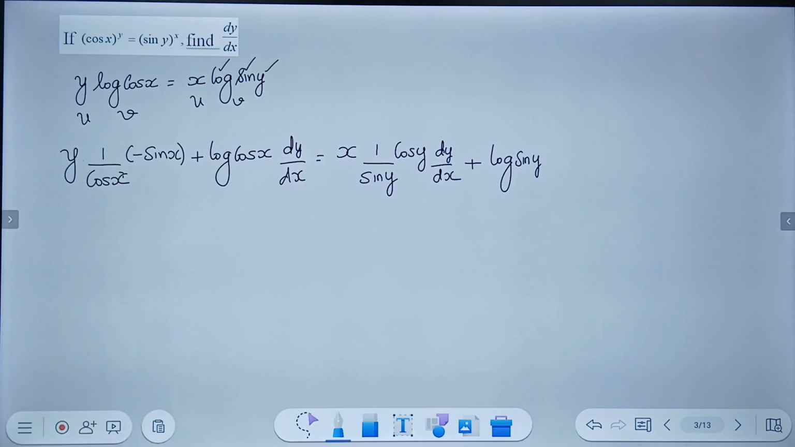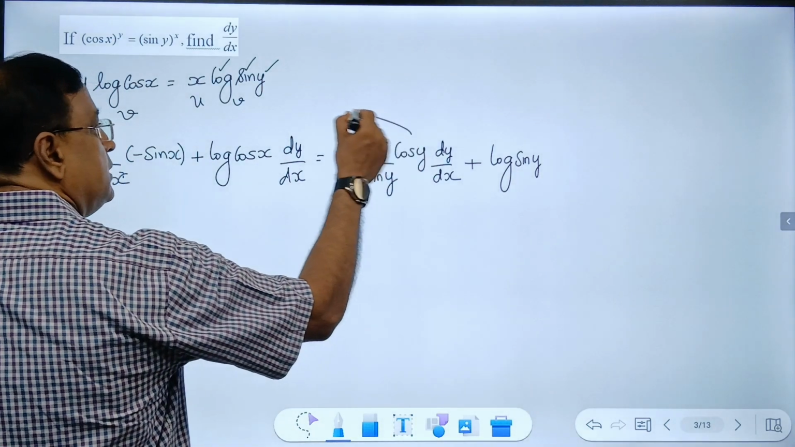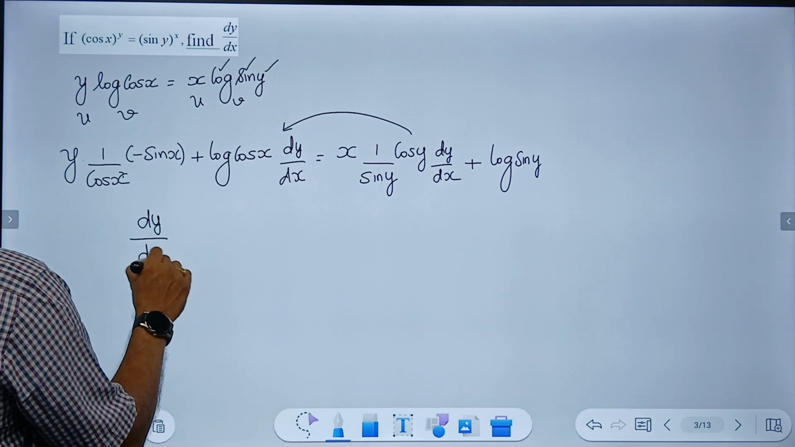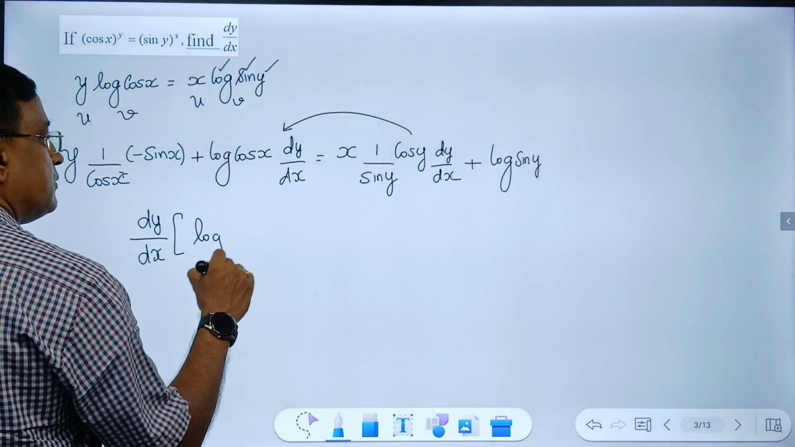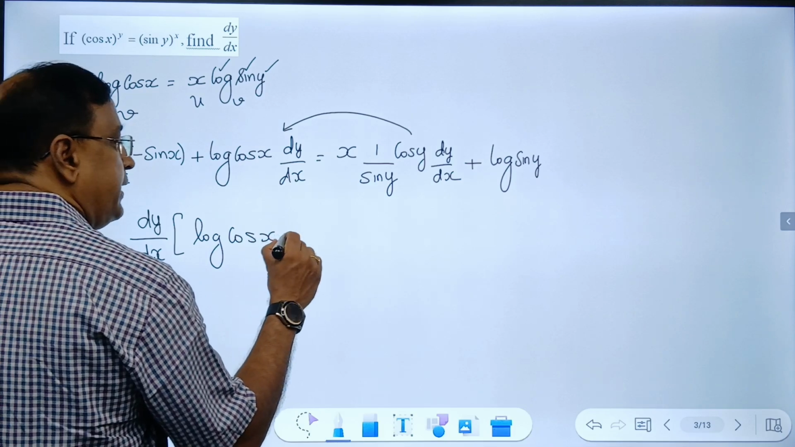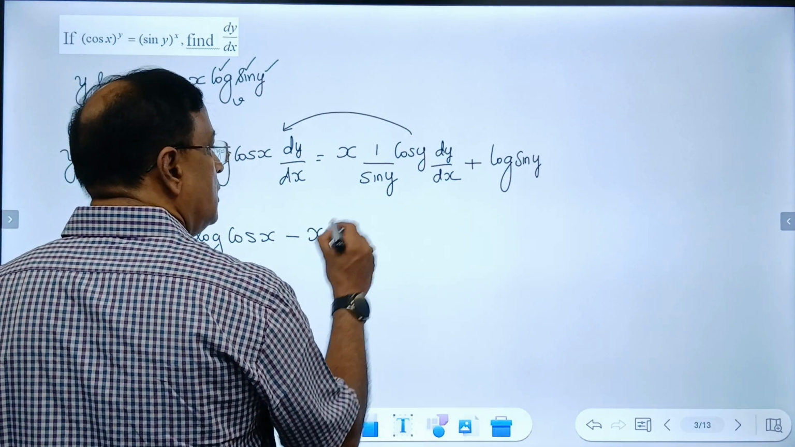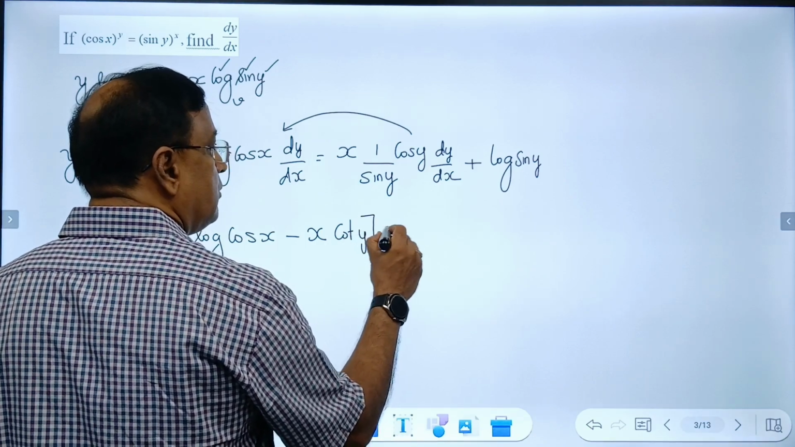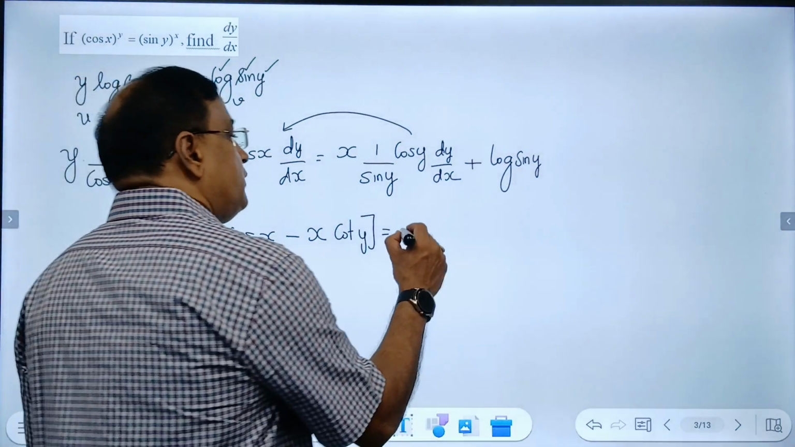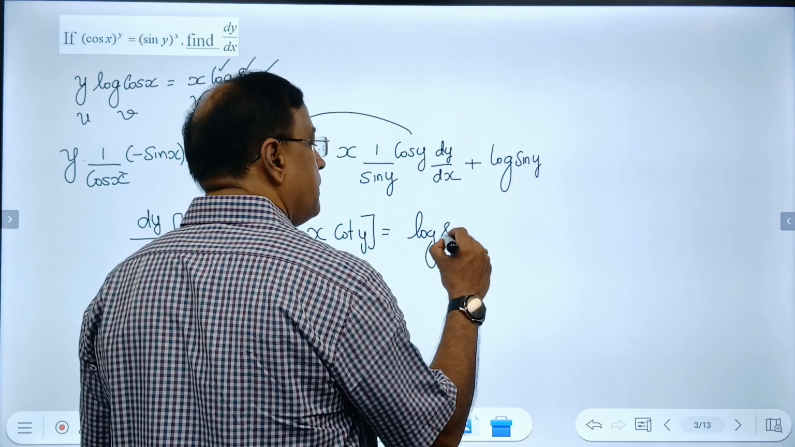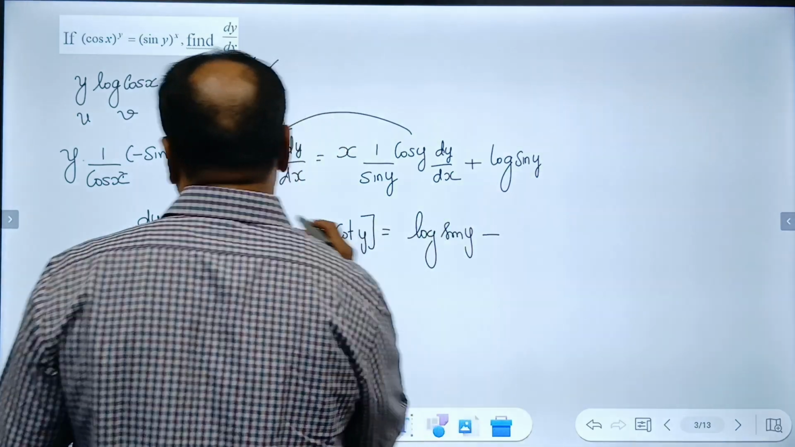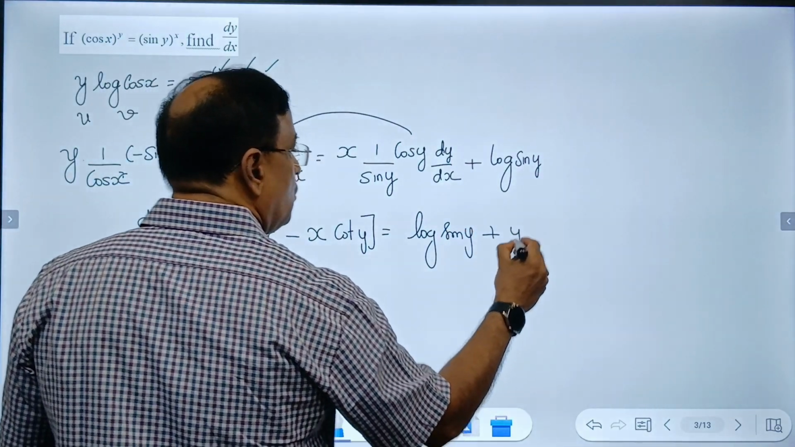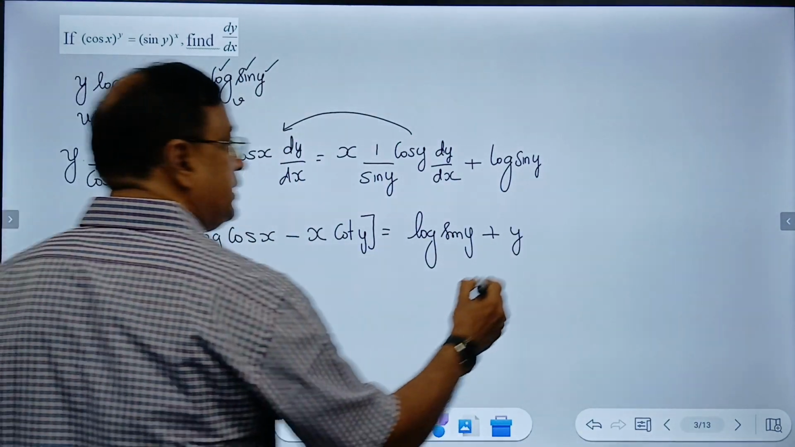So that's done. Now what do we do? You can combine this. Dy by dx is common. So what do I get inside? You get log of cos x minus, because I'm bringing it to this side, x into cos y by sin y, which will be cot y, equal to log of sin y minus, I'm taking this term to the other side. Since it is minus, it becomes plus y into sin x by cos x, which will be tan x.